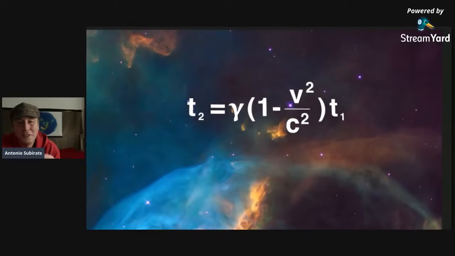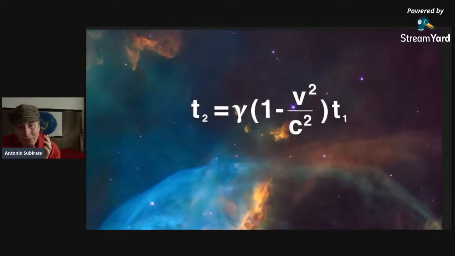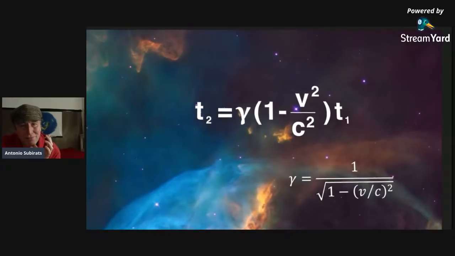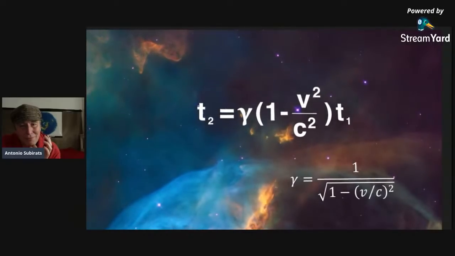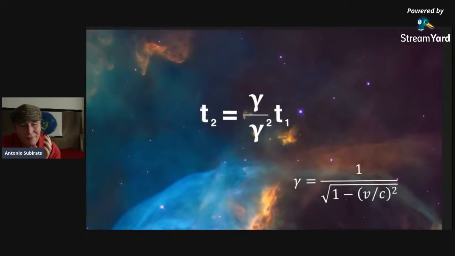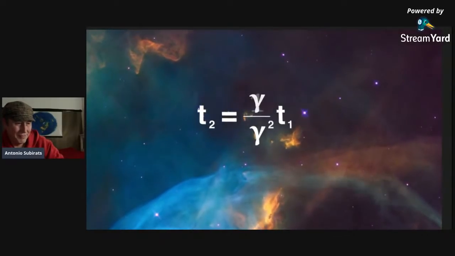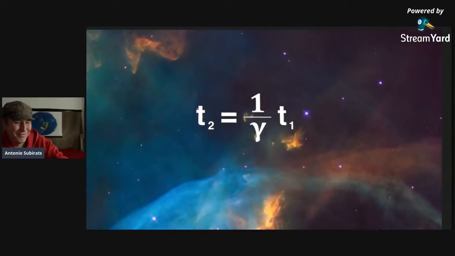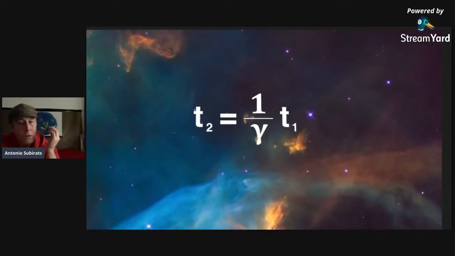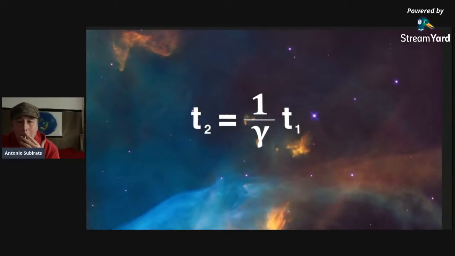And at this point, we can use the definition of gamma, which I remind you is 1 over the square root of the quantity 1 minus v squared over c squared. That means that this equation can be written as t sub 2 equals gamma divided by gamma squared times t sub 1. And finally, we get t sub 2 equals t sub 1 divided by gamma. That's divided, not multiplied by. That's exactly the opposite thing we saw when we looked at what was happening at observer 1's location.